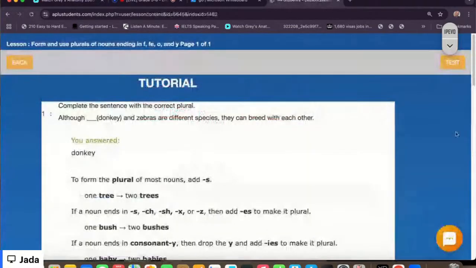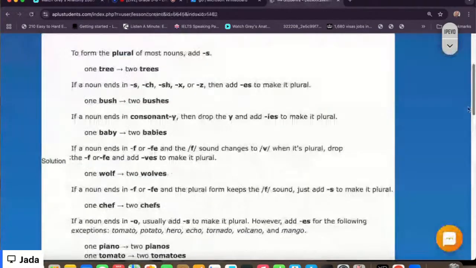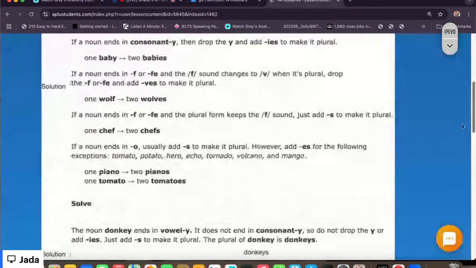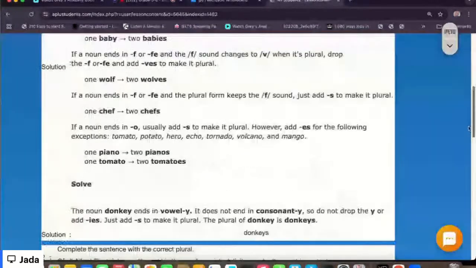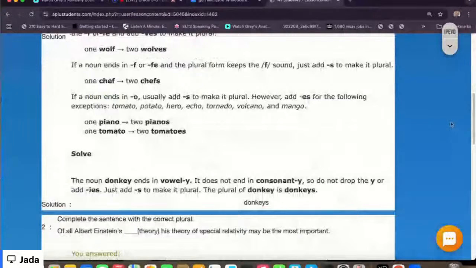Okay, so basically it's the same explanation that we've had. So this one, complete the sentence with the correct plural. So this one just comes with sentences. So although dash, donkey, and zebras are different species, they can breed with each other. So donkeys. Okay.